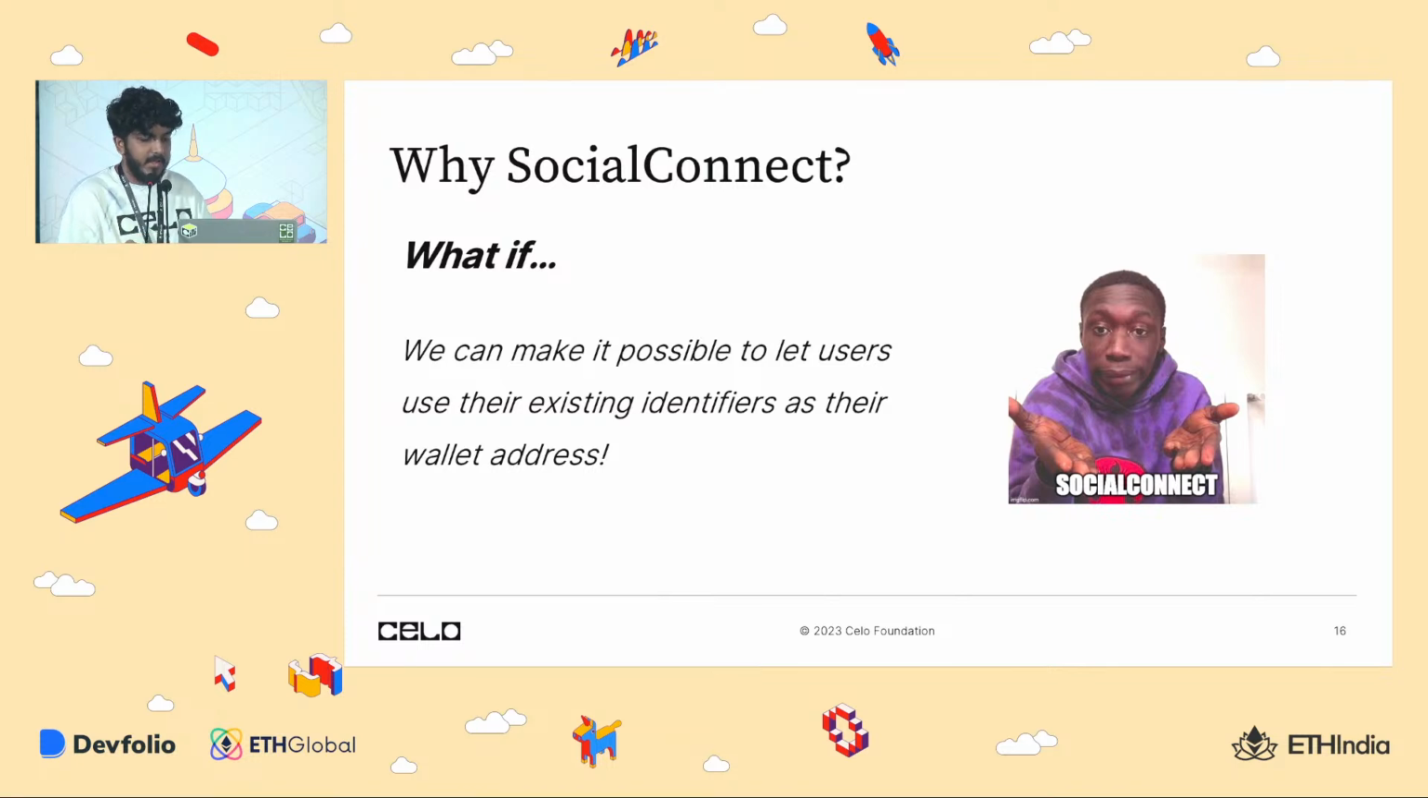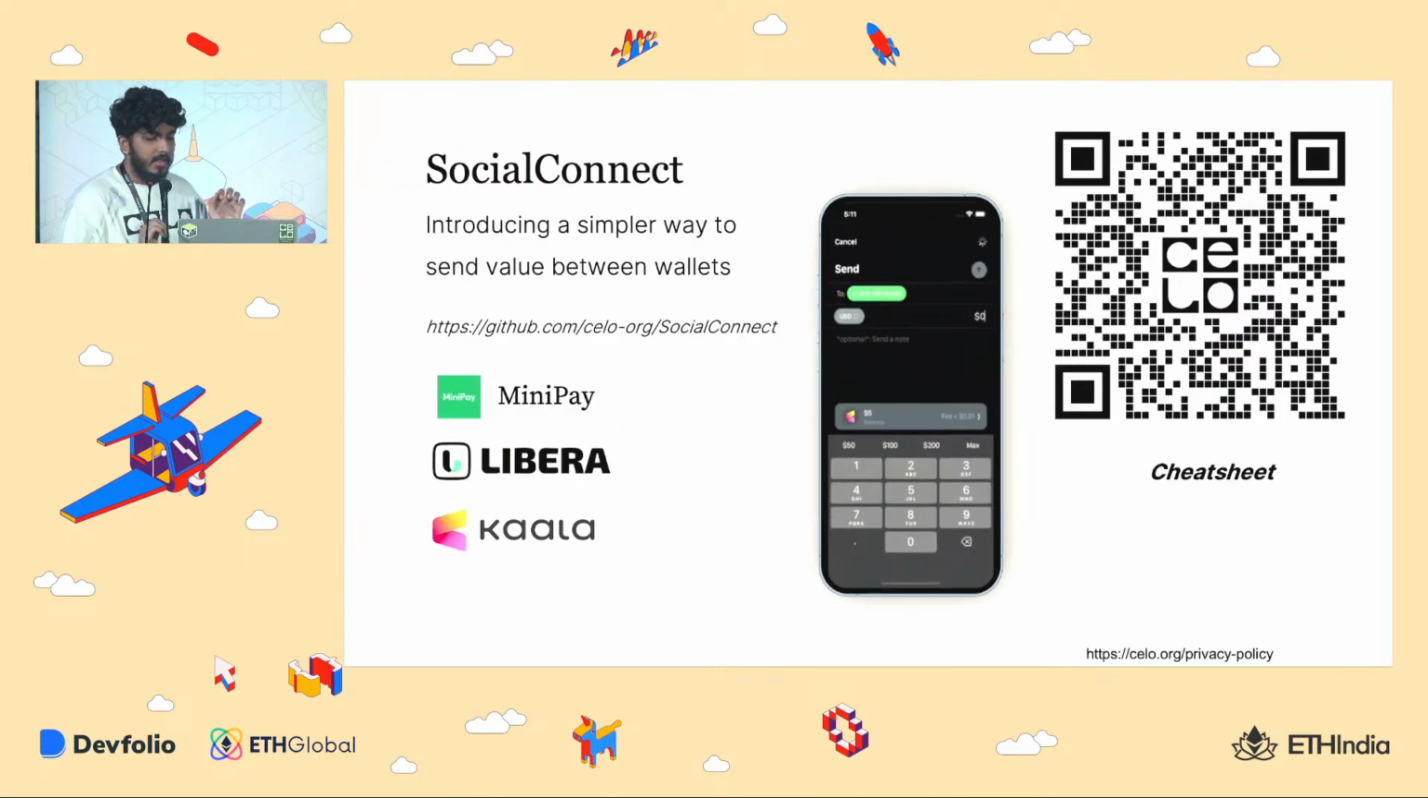This is what Social Connect is basically. You let the user specify which identifier they want to use and tell everyone that this is how you identify me on blockchain, right? And this is already live in many apps, including MiniPay, Libera, and Kala Wallet. What it allows is that you can basically put in your phone number, and it will recognize who you are on chain, and people can send you tokens on chain.